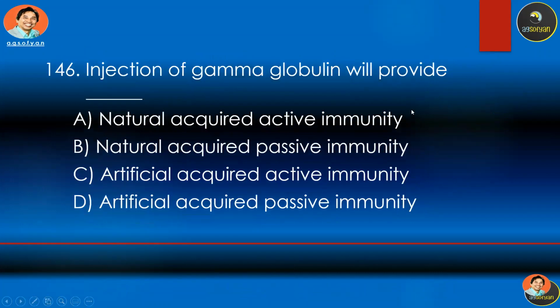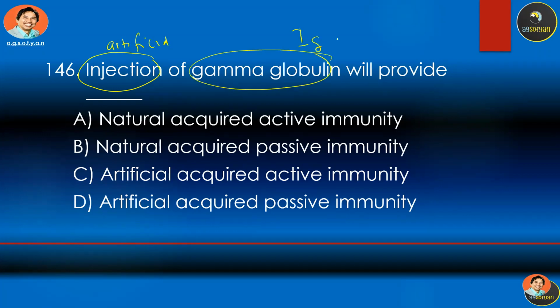Injection of gamma globulins will provide A, B, C, or D. Okay, again, injection is artificial. Gamma globulin is the same as IG, antibody. So it should be passive because no memory cell is produced. So it's going to be artificial passive immunity.